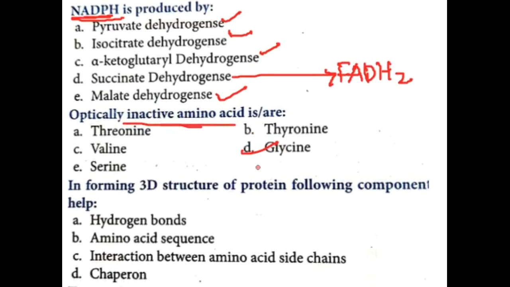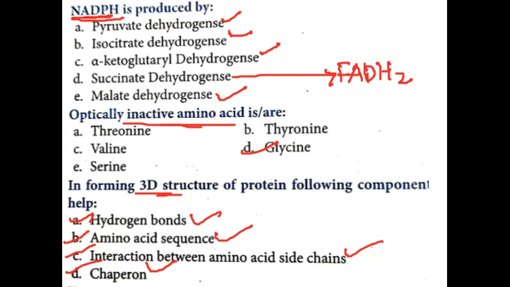Next question. In forming a 3D structure of the protein, the following components are helpful. In forming the three-dimensional structure of a protein, we require hydrogen bonds, amino acid sequences, and interactions between the amino acid side chains, like electrostatic interactions, disulfide interactions or hydrophobic interactions. Even chaperones and protein folding are also important in three-dimensional conformation of proteins. So all three are important.